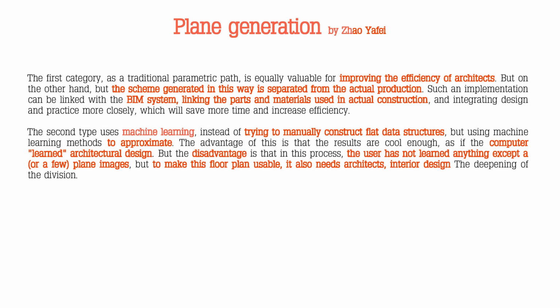The second type that we mentioned before, machine learning, is based on trying to manually construct flat data structures, but using a machine learning method to approximate. What does it mean? It means that the machine can learn from a project which was already done in the past, whether by a human being or by an automatic process. It is based on example, imitate, mimic. But it is also true that some unusual combinations can come out.